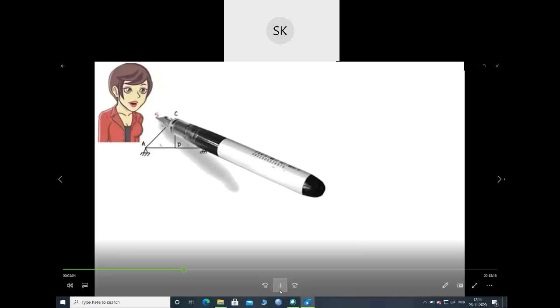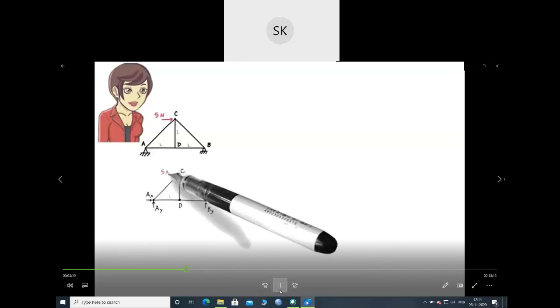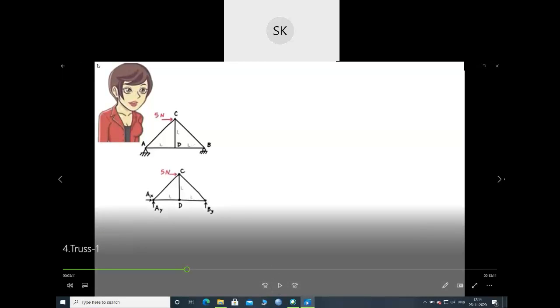Here is our simple truss. Let's draw the free body diagram of the entire structure. So this is my free body diagram of the given truss. At A, I have a pin support. At B, I have a roller support, and at C, there is an external load of 5 Newton. So this is my free body diagram of the truss.